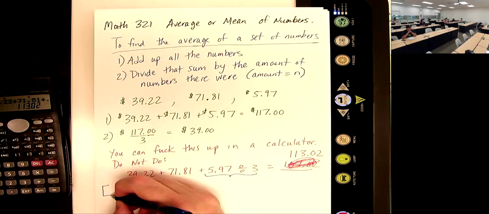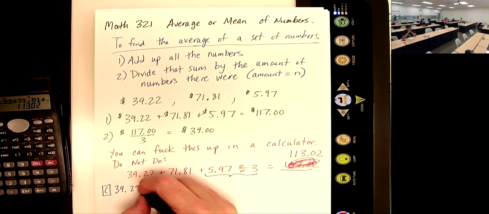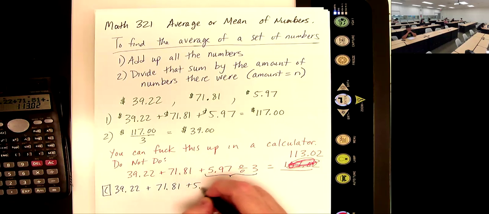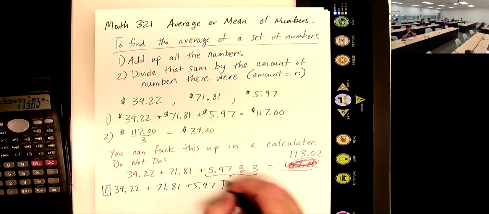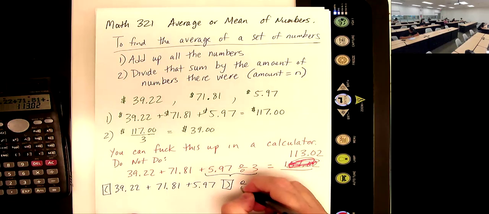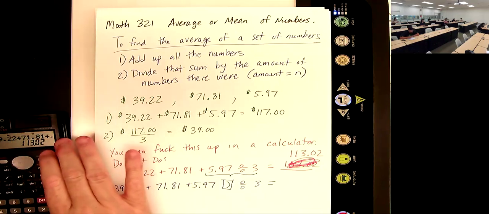So if yours has a parentheses key, start her up, hit the parentheses key. Then do the 71.81 plus 5.97. Then hit end parentheses. That's telling it do all the addition before we divide. Then you can hit divide by 3, hit the equal key. And that should work. So I'll do that here.